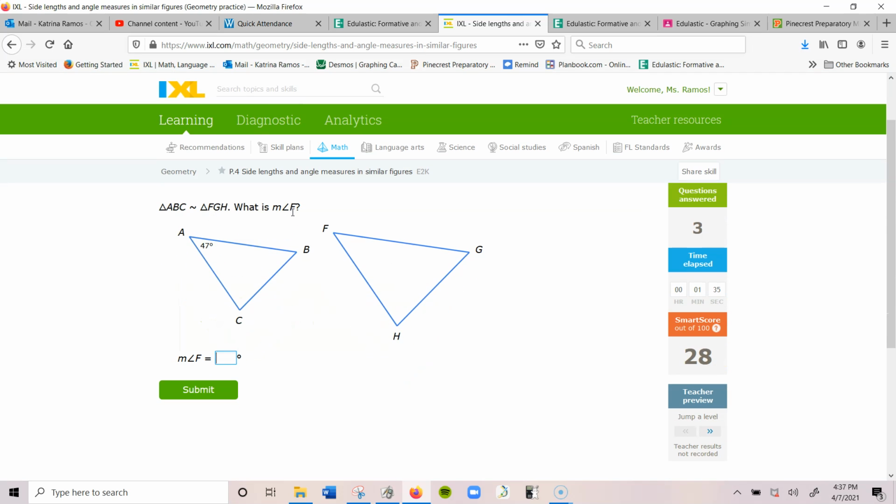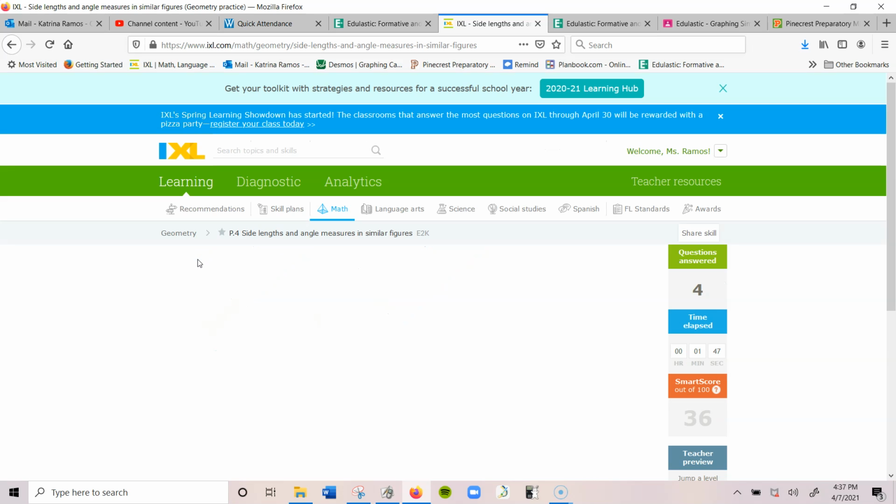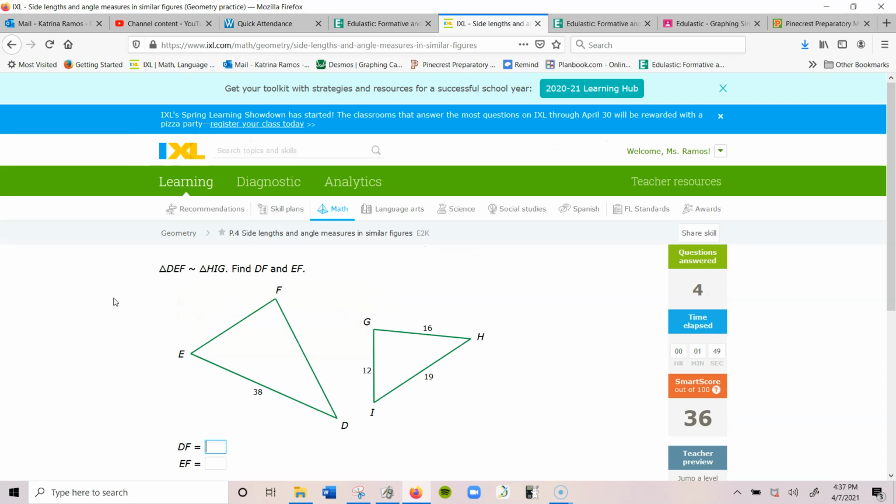Here I want to find the measure of angle F. If I look at my similarity statement, angle F is corresponding to angle A. And if angle A is 47, that means that angle F is also 47.